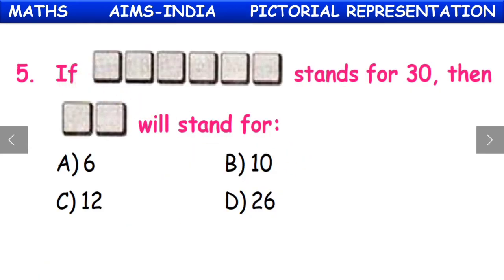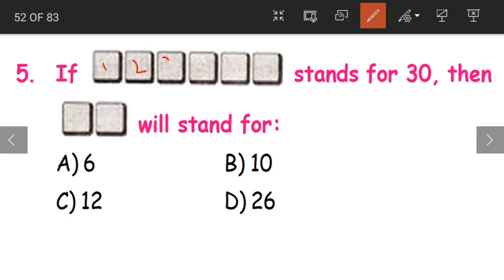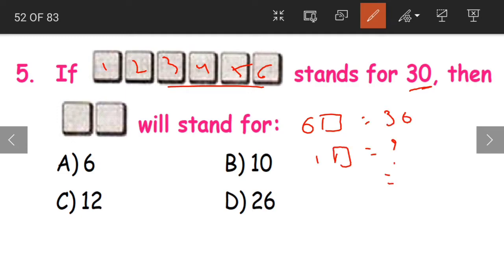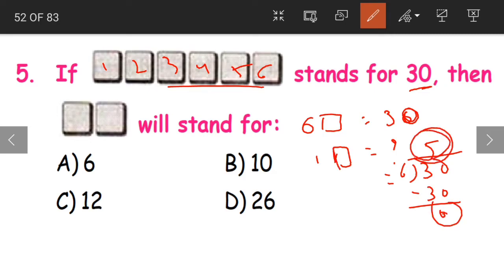Question 5. If 1, 2, 3, 4, 5, 6 blocks stand for 30, then 2 will stand for dash. Now 6 blocks is equal to 30. Then 1 block will be equal to how much, children? 30 divided by 6. 6 5s are 30. When we subtract, 0 is remaining. So 1 block is equal to how much?